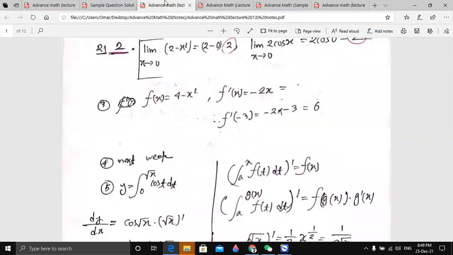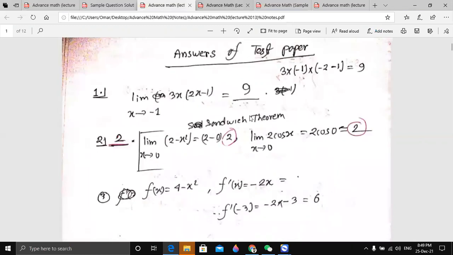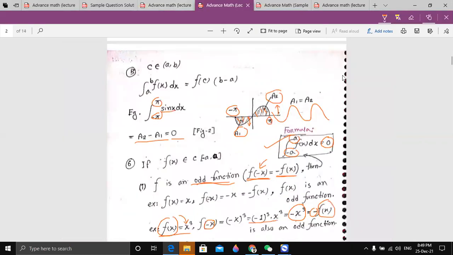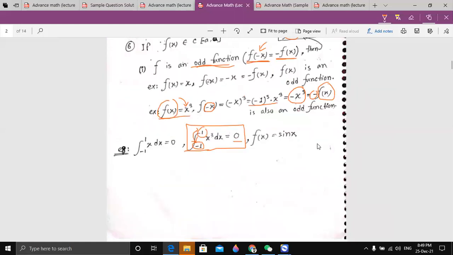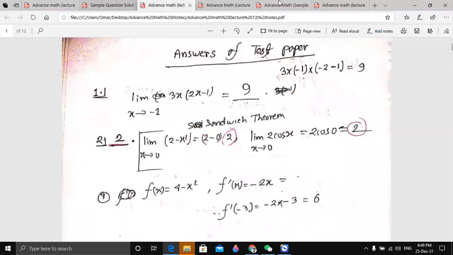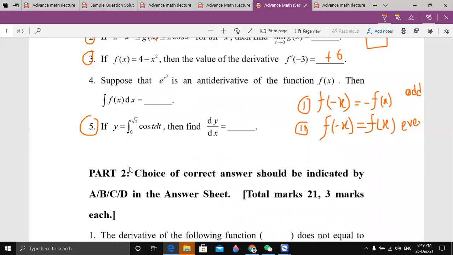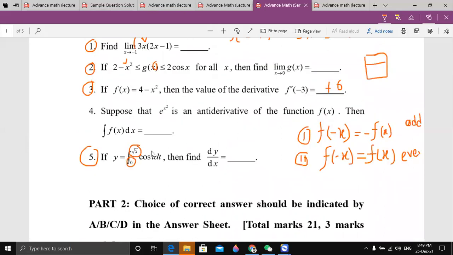Oh, sorry, this is not an odd function. When we think about odd functions, when our limit is like minus 1 to 1, that means symmetric, okay? When our limit is symmetric, then we will use the odd function and even function rule. But in this case, you see, this is not a symmetric interval, right?